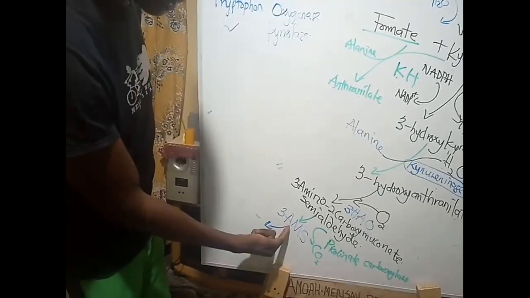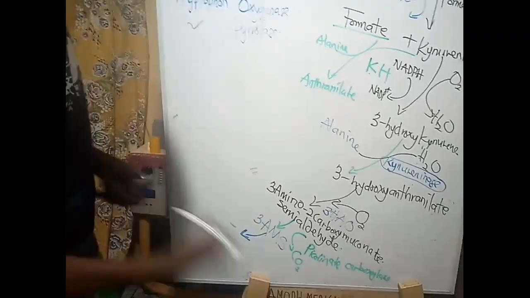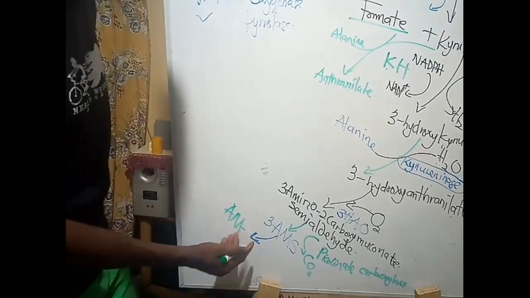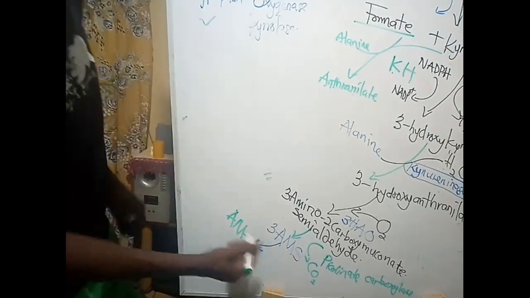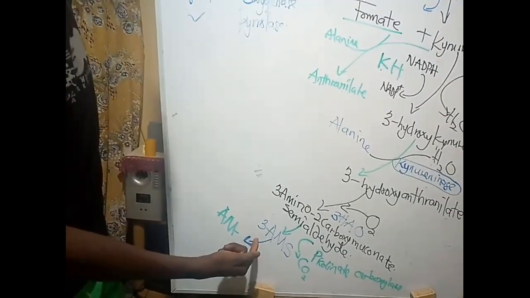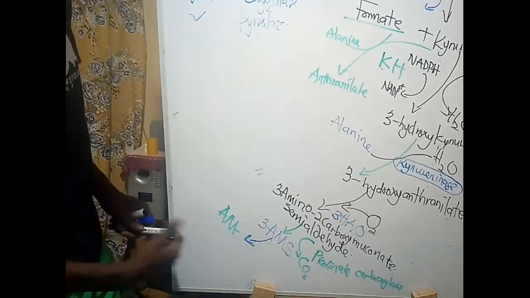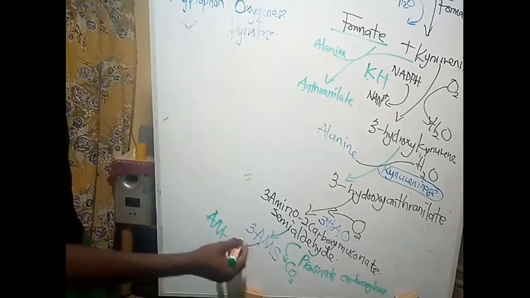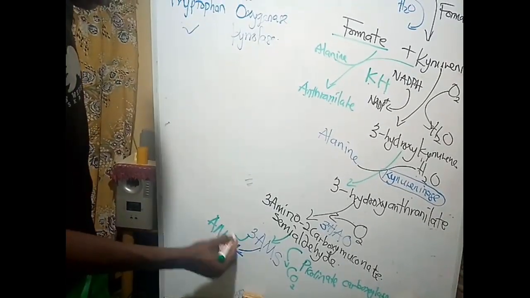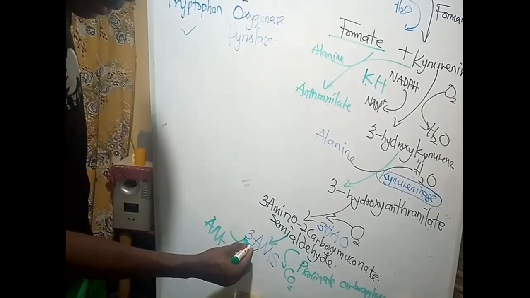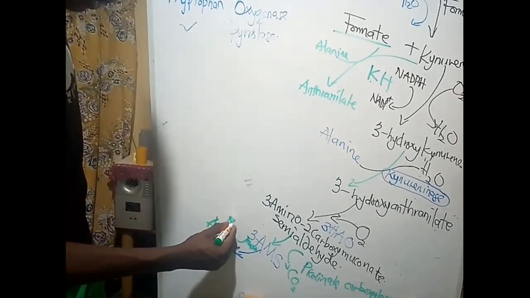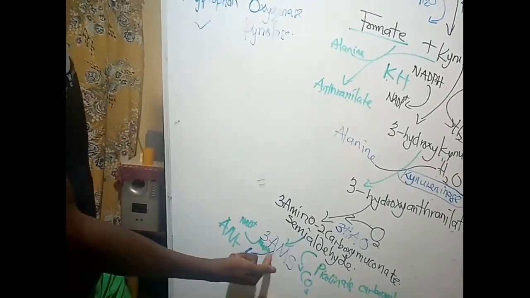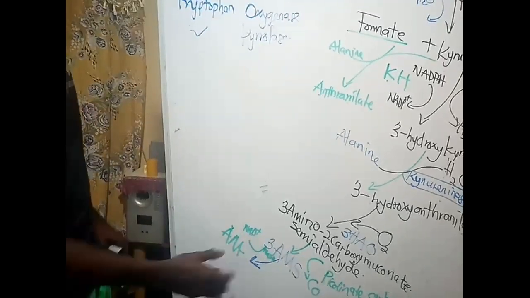And then the pathway along which we are going right now, which we are almost done with, is the 3-aminomuconate semialdehyde being converted to aminomuconate, AM for aminomuconate. Now the enzyme doing this conversion is called aldehyde dehydrogenase. Now you know it's a dehydrogenase, so it will require what? NADH converted to NAD+. So aldehyde dehydrogenase is the conversion of 3-aminomuconate semialdehyde to aminomuconate.